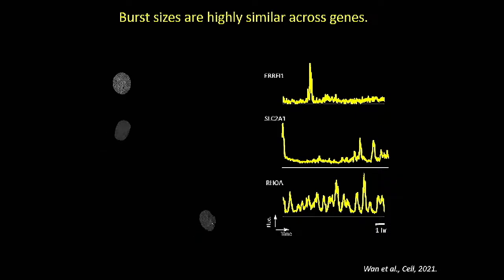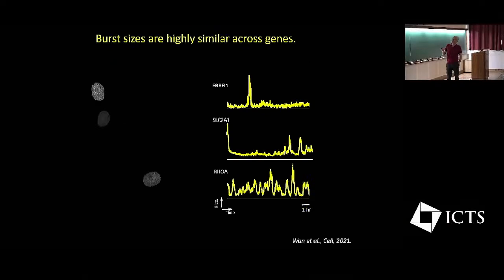So here's some examples of data from that experiment. This is the gene ERR-FI1. This is the glucocorticoid responsive gene, the gene row A, and this channel SLC2A1. And this just gives you a sense of what this raw data looks like. Again, intensity on the y-axis, time on the x-axis. When we see these bursts, they're very similar from gene to gene, and they're very similar over time.